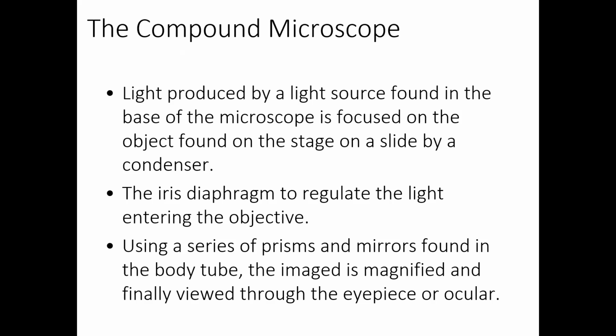Underneath the mechanical stage, we have a device known as the iris diaphragm. The iris diaphragm works just like the pupil in your eye. The pigmented portion around your eye is called the iris, and this iris diaphragm opens and shuts to regulate the amount of light coming through from the light source.